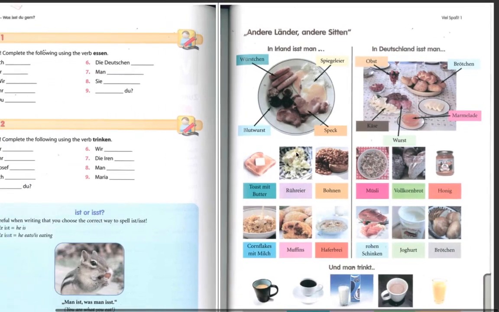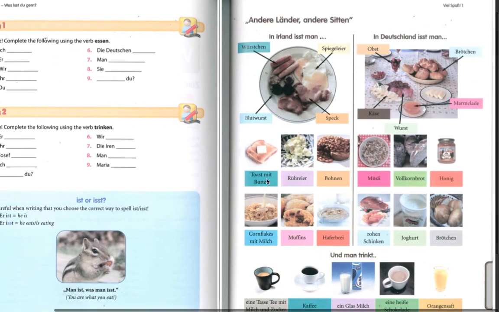Okay, so types of food. So, ich esse Toast mit Butter. Ich esse Muffins. Ich esse Cornflakes mit Milch. Ich esse Brötchen. Ich esse ein Glas Milch. Ich esse heiße Schokolade. Ich trinke Orangensaft oder ich trinke Schokolade. Heiße Schokolade. Ich trinke eine Tasse Tee mit Milch und Zucker. A cup of tea with milk and sugar. Okay, so in Irland isst man. In Ireland one eats. In Deutschland isst man. In Germany one eats. Okay, so Würstchen, sausages, Obst, fruit, Brötchen, bread rolls, Marmelade, Käse, cheese.